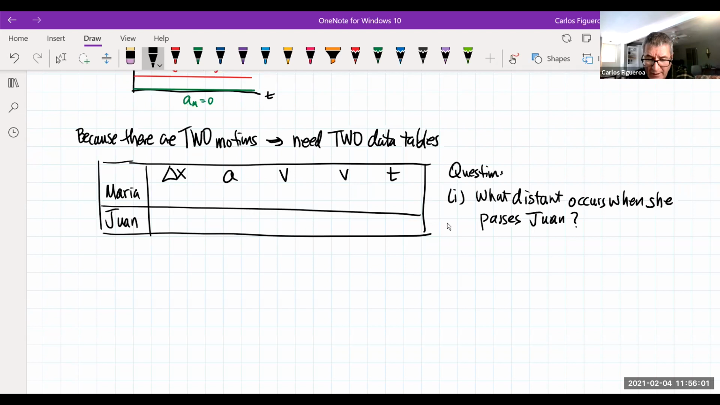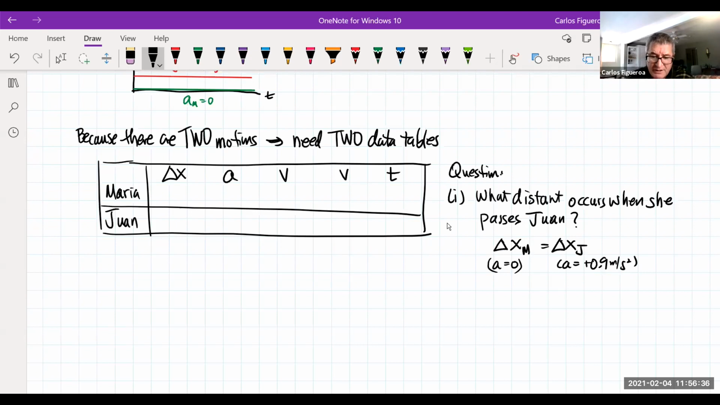And what I know about that is that they have to meet each other in order for her to pass him. So in other words, when I look at the distance of Maria, they have to be at the same location. But remember, in this distance here, we know that her acceleration is 0 and his acceleration is this positive 0.9 meters per second squared. So that's how we get the distance here.